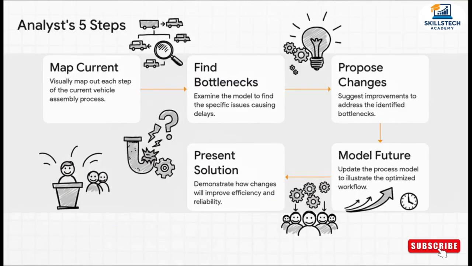So how do you slay a dragon like that? You don't just run in swinging. You need a plan. And our analyst has a great one: a simple 5-step mission. First, you got to map out how things are right now, the as-is process. Step 2, you use that map to hunt down the real problems, the bottlenecks. Step 3, you come up with some smart ways to fix them. Step 4, you model what the awesome future state will look like. And finally, step 5, you present your solution and get everyone on board. Simple, right? Let's dig into what they discovered.